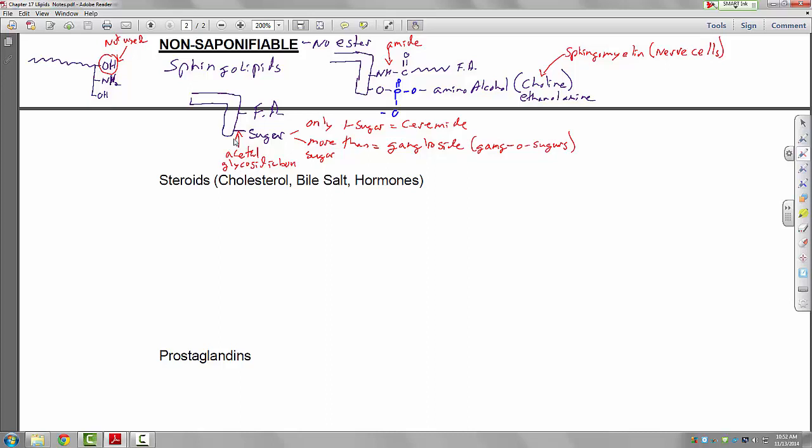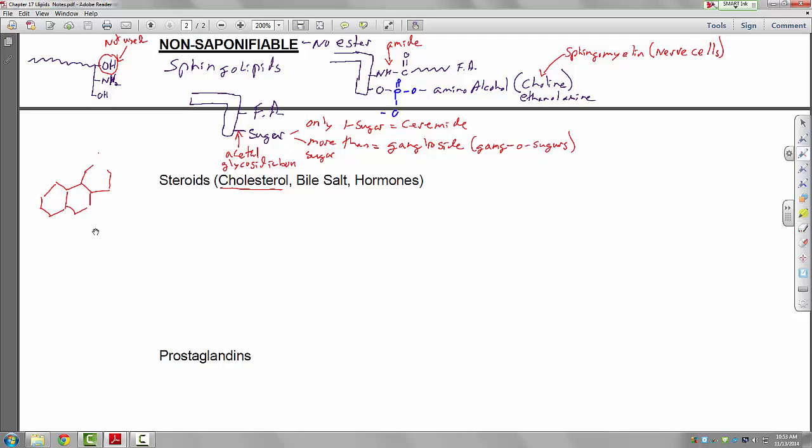Alright, steroids. Cholesterol, bile salts, hormones. Steroids have this cholesterol nucleus, and I don't expect you to be able to draw the steroid nucleus, but it looks something like this. And there's another. Something like that. So there's 4 rings in the steroid nucleus. Actually, that's not right. Let me get there. 1, 2, 3, 4. 1, 2, 3, 4, 5. Yeah, that's right.